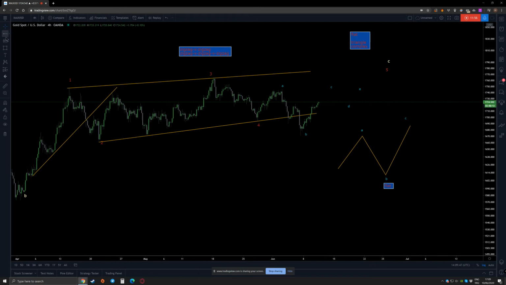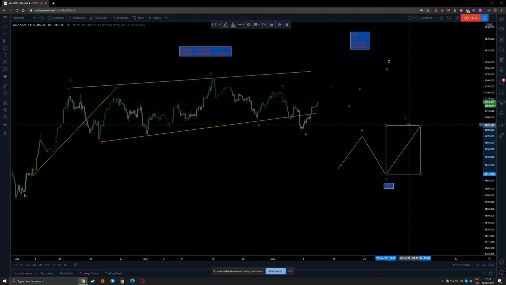So now we have to think about a similar idea, because this was a zigzag and this is a flat, a similar idea with a different degree. So if this is a C wave, but it's a terminal C wave, I would do the exact same thing. Take this, take 50% of it, put it here, something like this, and it would go all the way to the B wave.